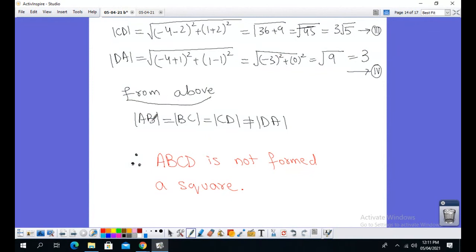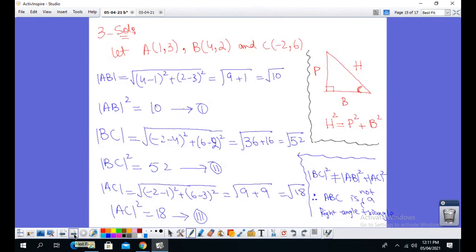From the above result, we see that AB is equal to BC is equal to CD, but these three sides are not equal to DA. That is, all sides are not equal. If all sides are not equal, therefore ABCD is not a square, because in a square all sides are equal. On a similar pattern, we move towards our next question.